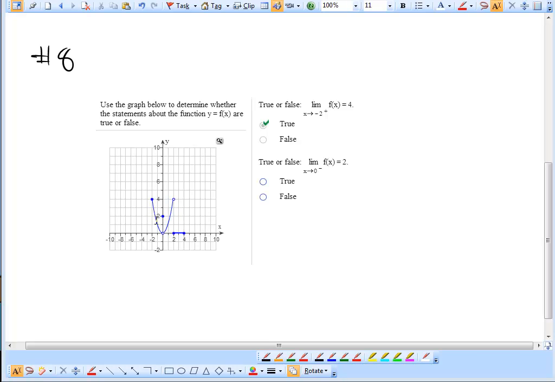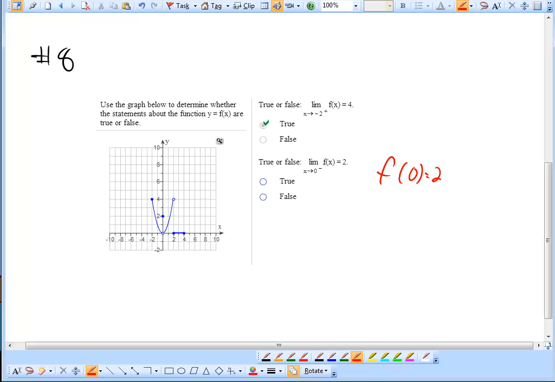I'm approaching 0, I'm approaching 0. As I get really close to 0, the y values just keep plummeting all the way down to nothing. So the limit should actually be 0 right here. Now, I know that the function value at 0 is 2. So f of 0 is 2.